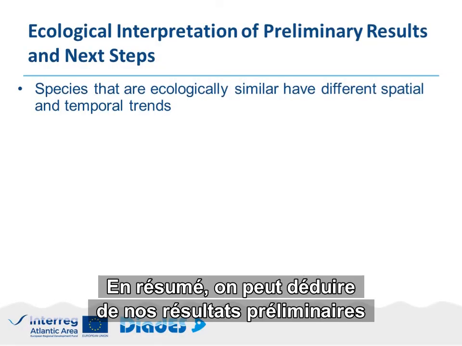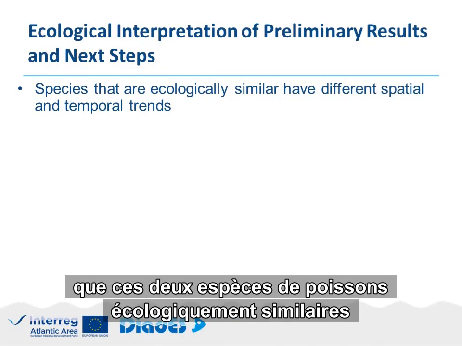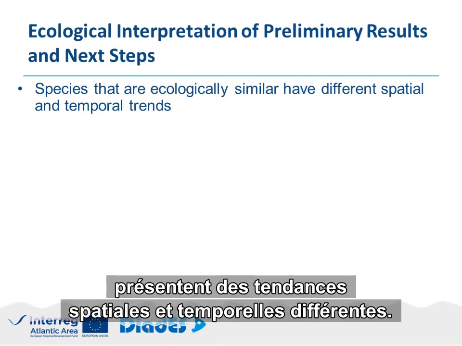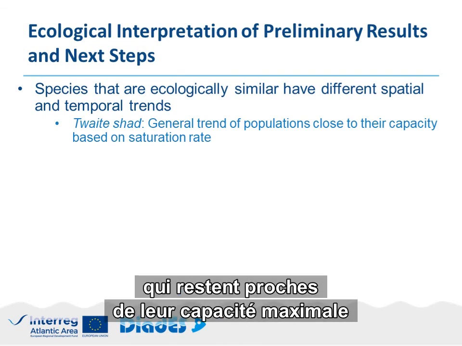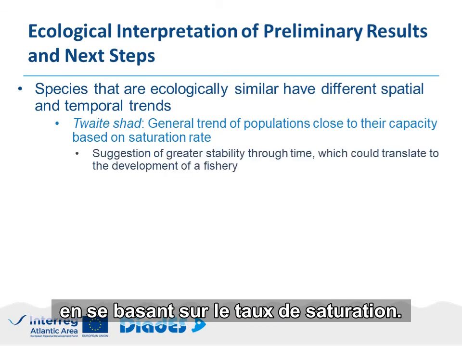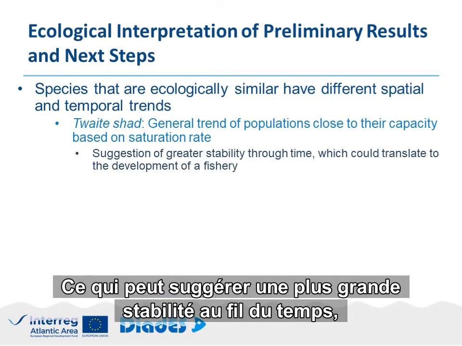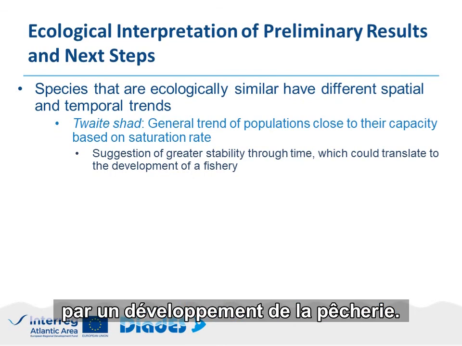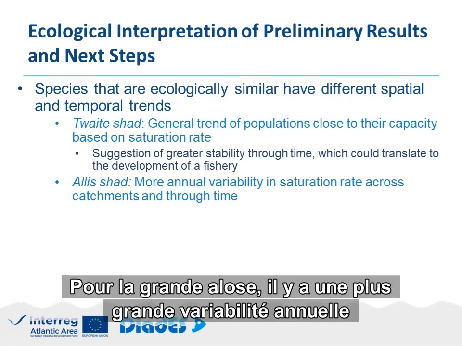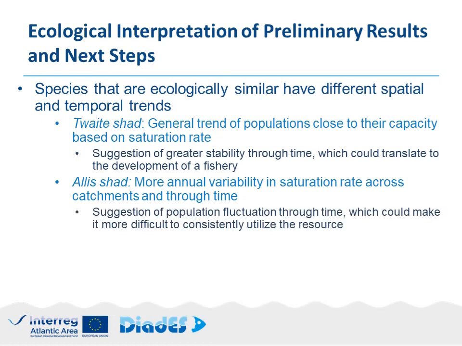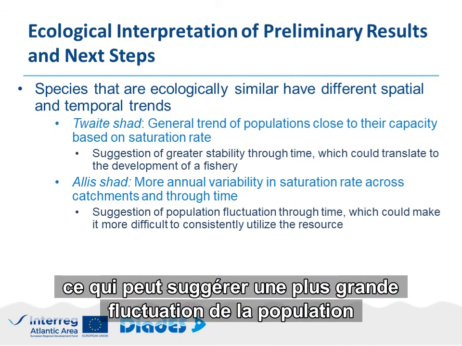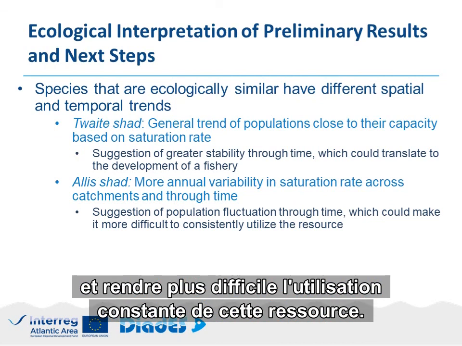In summary, we can see from our preliminary results that two shad species that are ecologically similar do have different spatial and temporal trends. For Thwaite shad, we see a general trend of populations that are close to their capacity based on the saturation rate. This could suggest greater stability through time, which could potentially translate to the development of a fishery. For Alice shad, we see a lot of annual variability in the saturation rate, across the catchments and also through time. This could suggest more population fluctuation, which could make it more difficult to consistently utilize a resource.